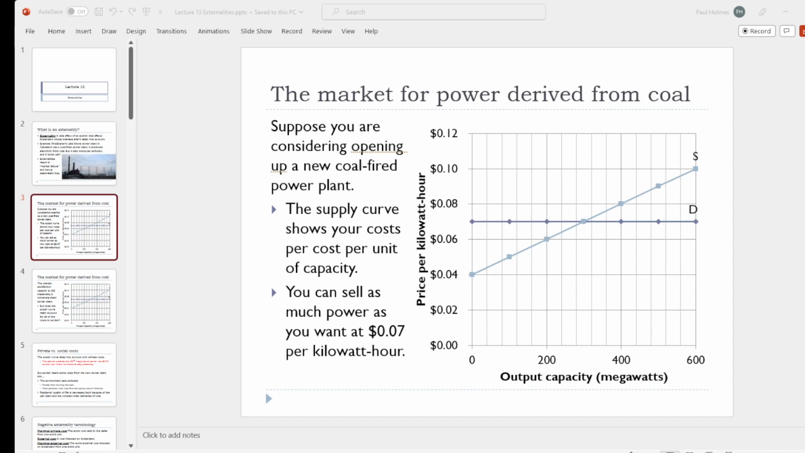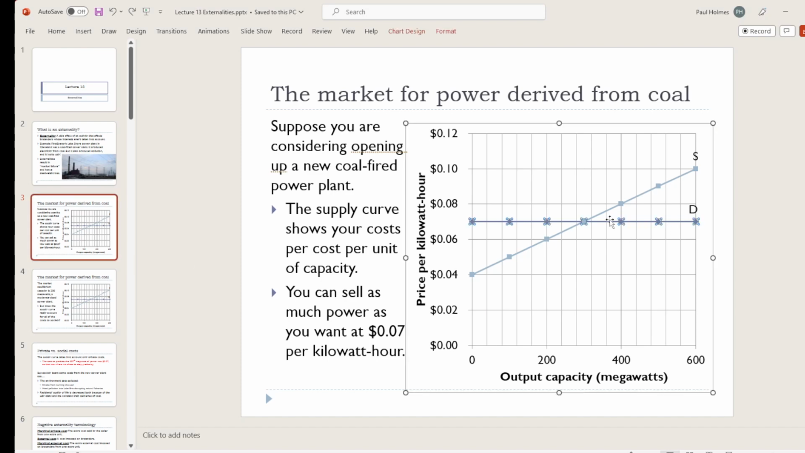Now, we've got something that you guys haven't seen before, I don't think, in this class, a horizontal demand curve. This probably looks a little weird, but there's a real important reason for this. No matter how big of a power plant we build, we're still going to be a small player in the electricity market. Our choices are not going to move the market price of electricity.